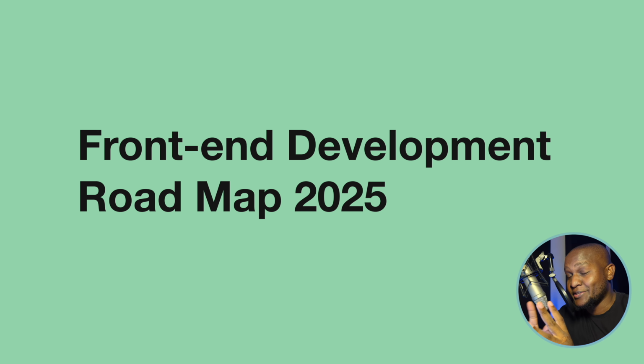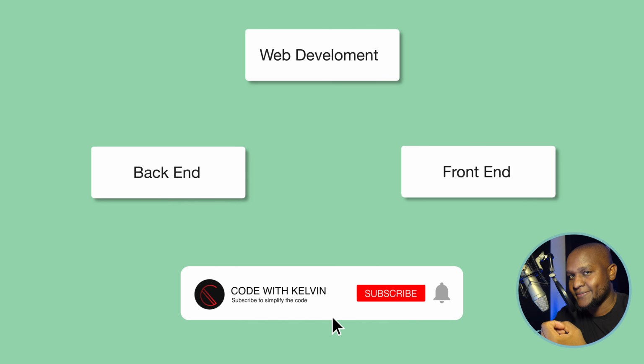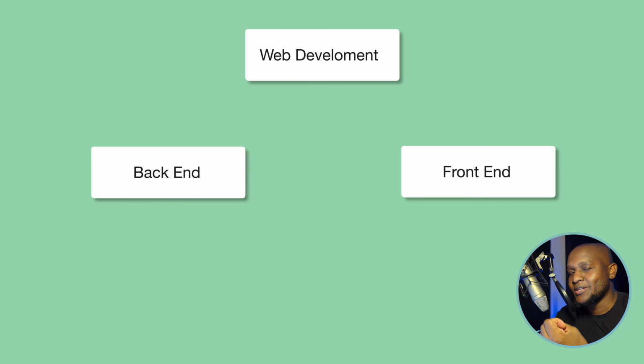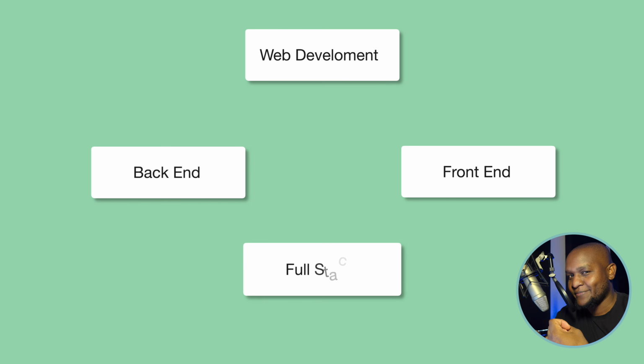Hello. So one of the skill sets that will really push you forward in 2025 will be learning how to program. And a good starting point will be web development. Web development is divided into two. We do have front-end development and back-end development. And if you know how to do both, or if you have skill set in both, you will be referred to as a full stack engineer.